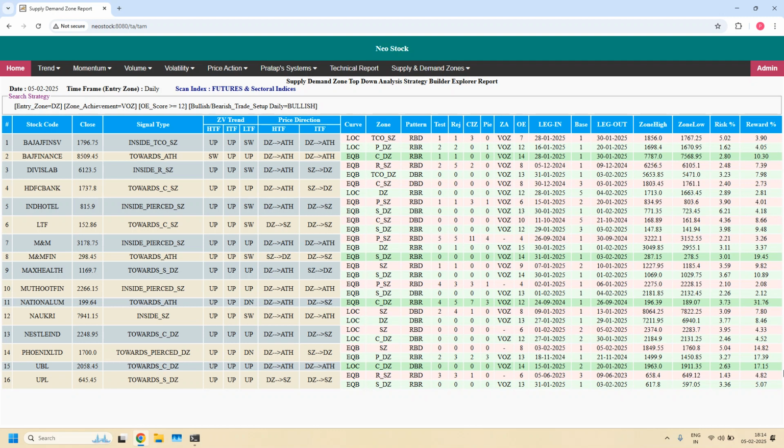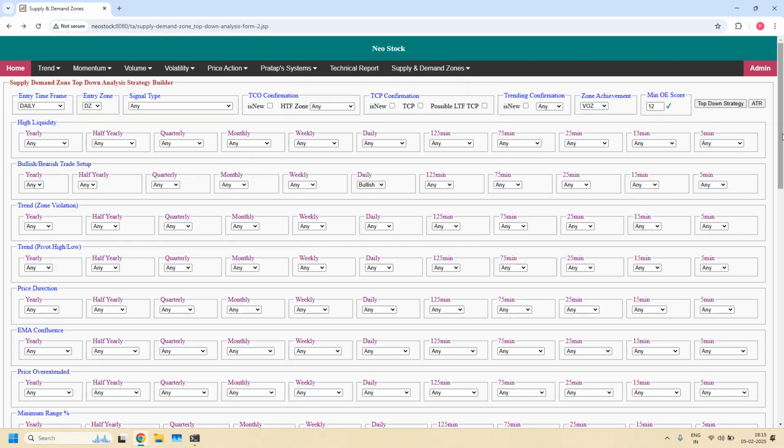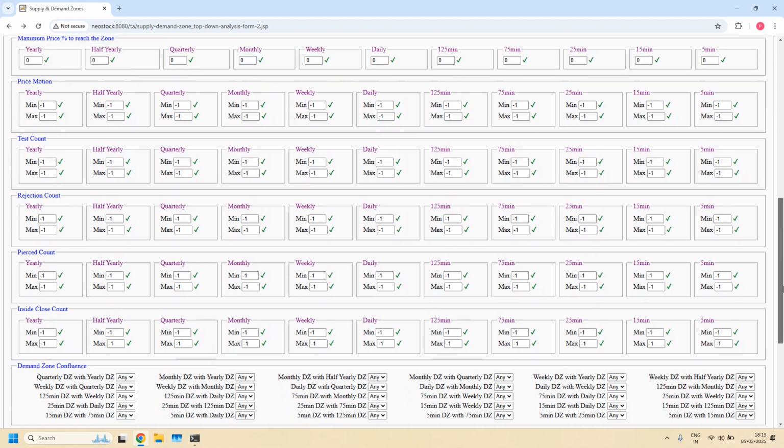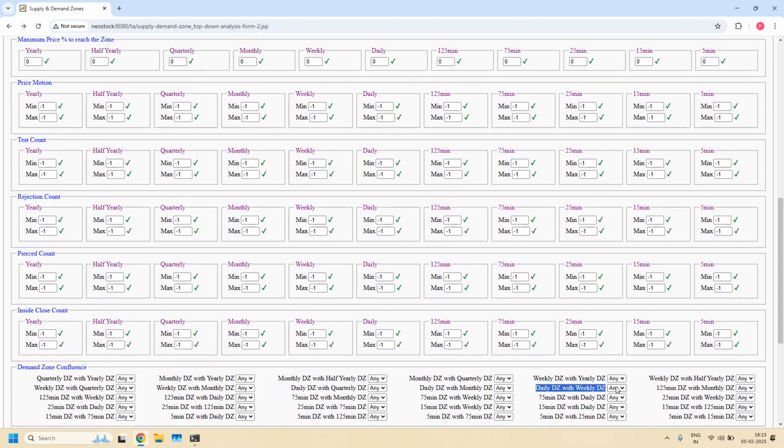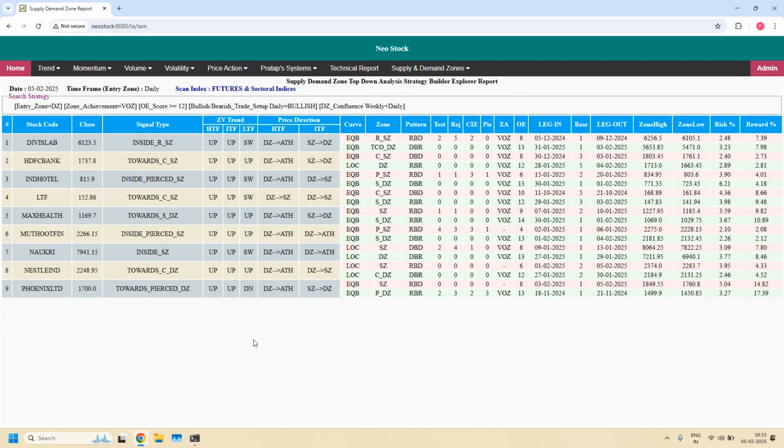We can further filter this list by setting high probability filters like zone confluence, then EMA confluence. Both combinations we will see as per the strategies you learned in lesson 27. Okay. First filter is LTF and ITF demand zone confluence. That is a daily and weekly demand zone confluence filter I enabled. With this filter we got 9 stocks. From 15 it has come down to 9.